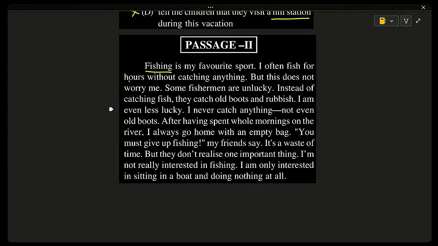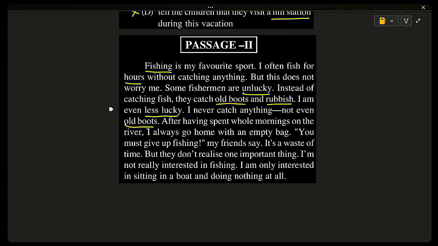So he's sitting there for a number of hours, but still he is not getting any fish. But this does not worry me. So only he's trying. Some fishermen are unlucky. Unlucky means they are not getting fish even if they are sitting for hours and hours. So instead of catching fish, they catch old boots and rubbish. So in the lake, some old boots or whatever the garbage is thrown into the lake. Sometimes they are getting that one also, but not the fish. I am even less lucky. I am not lucky at all. I never catch anything. Even when others are getting old boots and rubbish, I'm not getting even that. So I never catch anything, not even old boots.